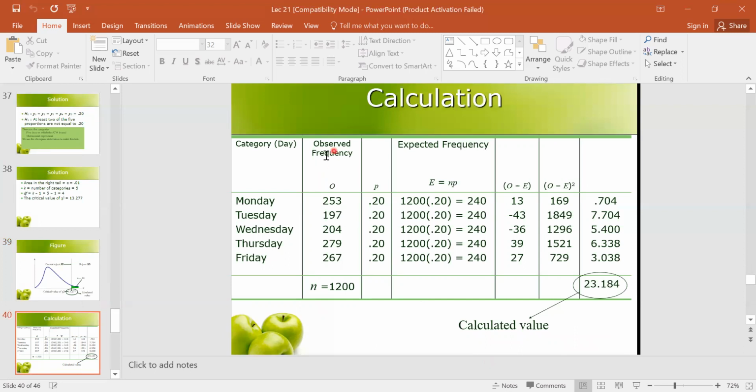And here are our observed counts. These are the probabilities, and the expected count can be calculated as n times p. Here n is 1200, as we have a total of 1200 ATM users from Monday to Friday. So when we multiply each with the probability, we get the expected count 240 for each day. And this is our calculated value, 23.184.